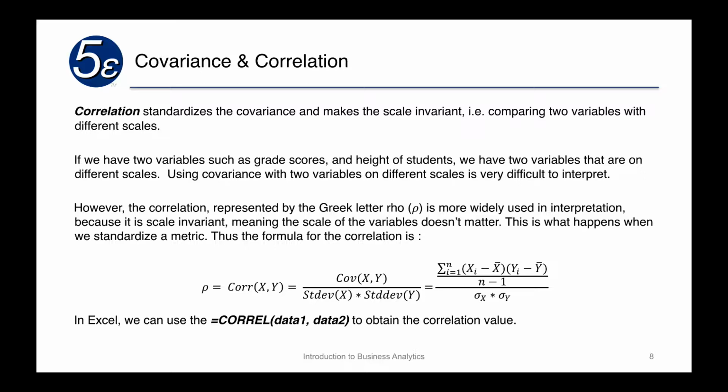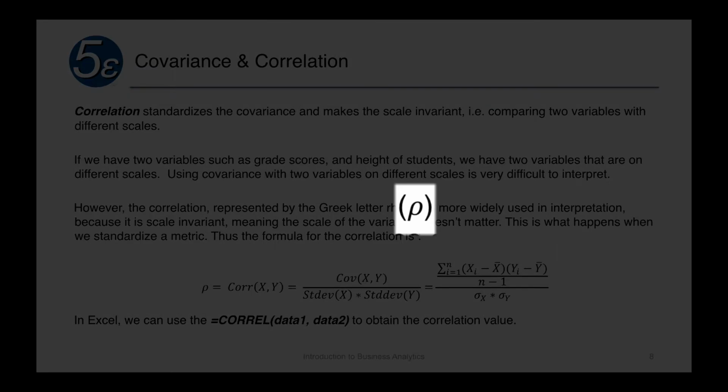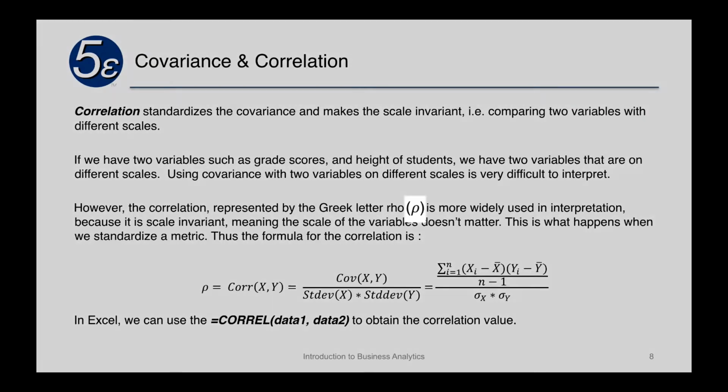Correlation is represented by the Greek letter rho, which looks like a little p, and it is much more widely used in interpretation. And that's because of this scale invariance, and we've heard this notion of two variables being correlated, and this is where it comes from. So making it scale invariant is what happens when we standardize a metric. And standardizing a metric is really going to have to do with dividing it by its standard deviation.